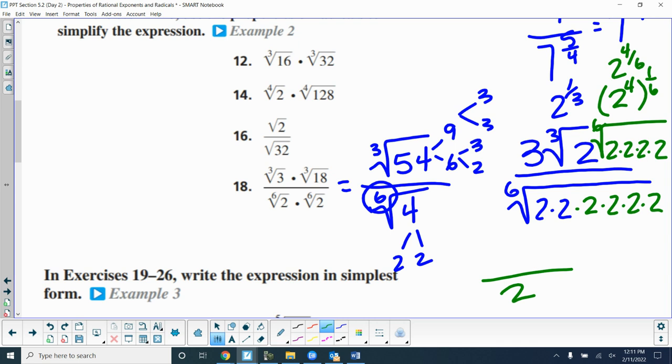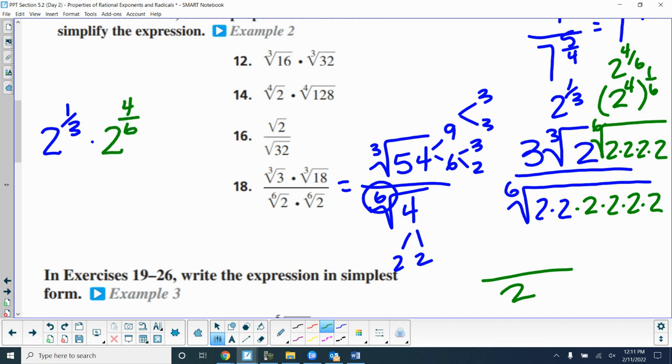All right, so I'm looking at this. I'm going to move this top problem, because it's getting kind of messy and all scrunched together. I'm going to move it over here, just so you guys can see it better. So what I have here is a 2 to the 1/3 times 2 to the 4/6.